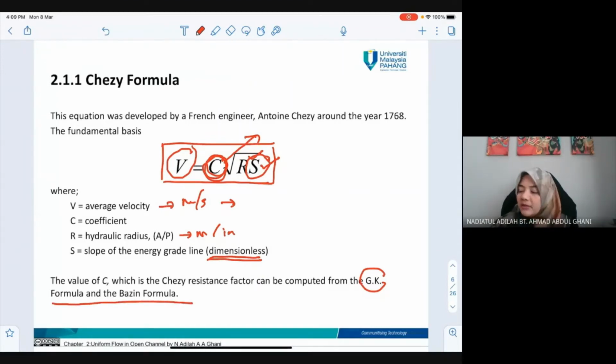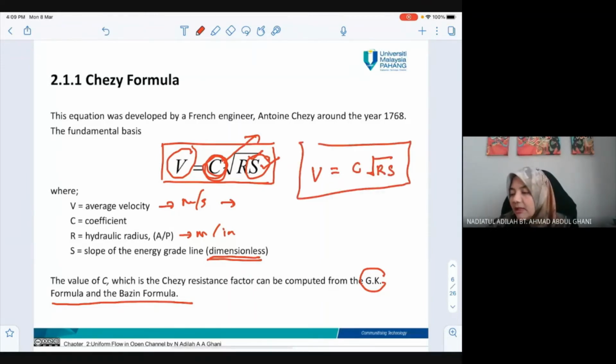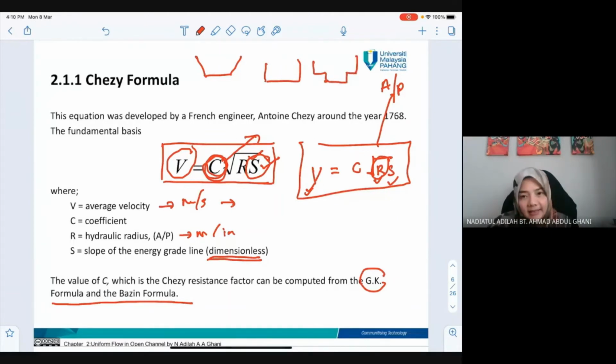Chezy formula ni untuk kita kira velocity. Formulanya ialah V equals to C square root RS. If you see this formula, boleh kira velocity bila kita ada R dan juga S. R ni depends on the type of the channel, because kita tahu formula R ialah A over P. To get A over P depends on the type of the channel. Kalau trapezoidal, formula untuk A over P lain. Kalau rectangular pun lain. Kalau combination macam ni, dia akan jadi lain.